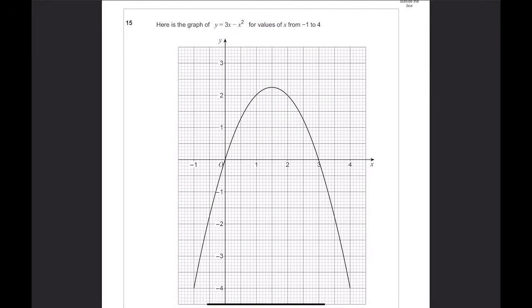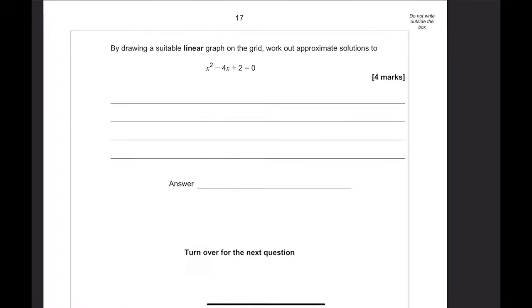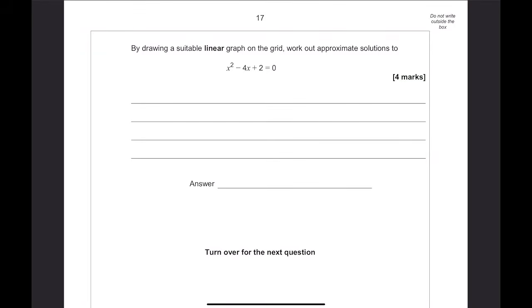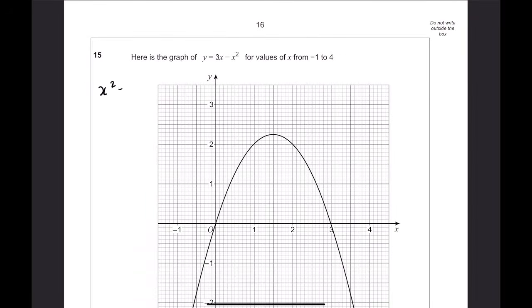Here is the graph of y equals 3x minus x squared from minus 1 to 4. The question will be on the next page. By drawing a suitable linear graph on the grid, work out approximate solutions to this equation here. It's very difficult to spot these type of questions, and they're not easy to work out either. So we need to remember this one, x squared minus 4x plus 2 equals 0.